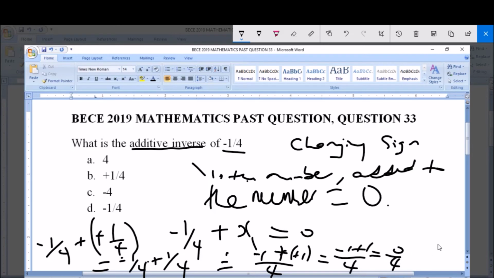And like we know, when we divide 0 by anything, our answer is equal to 0. So you see that the additive inverse of minus 1 over 4 is simply plus 1 over 4, which is B. B is our answer, because additive inverse simply means the number that you add to a particular number that will give you 0. Therefore, when you add plus 1 over 4 to minus 1 over 4, you definitely have 0. So minus 1 over 4, which is given to us, its additive inverse is plus 1 over 4, and that is B. B is our correct answer.